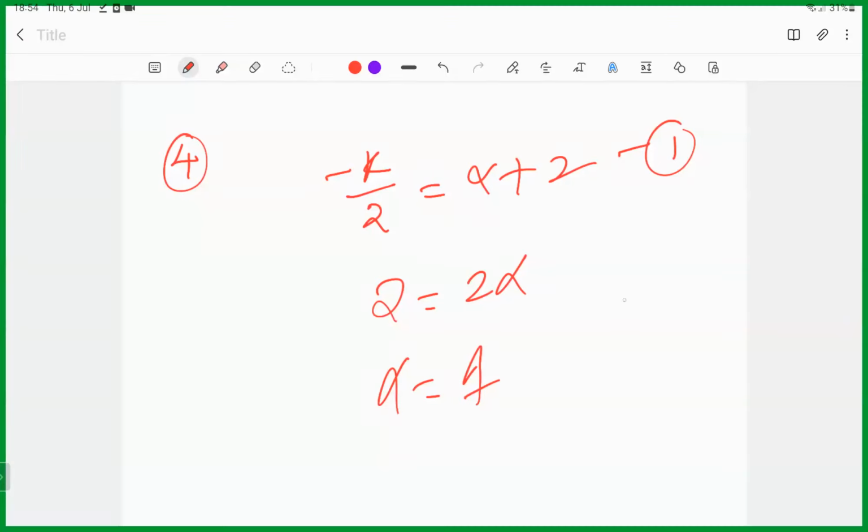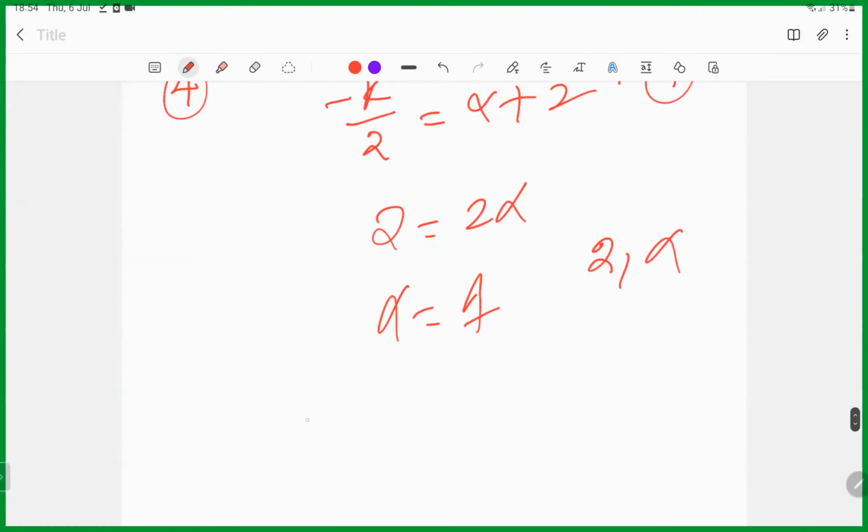So if you consider the roots, it has two roots, no? One root is already given as 2. So take the other root as some alpha. What is the product of the roots? 2 into alpha, right? Product of roots equal to c by a, right? What is c by a here? So alpha will be 1 only, right?